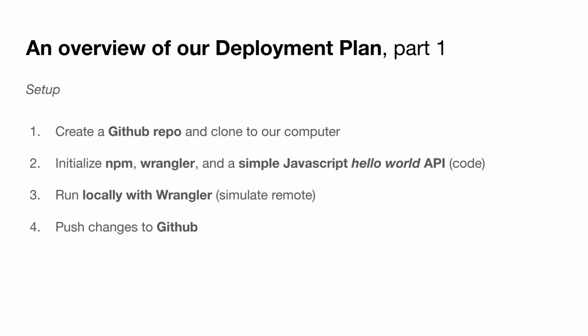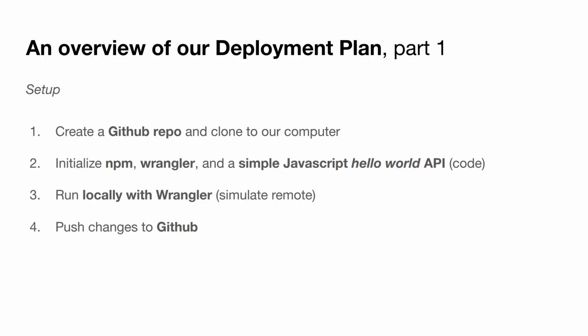We're going to be creating a GitHub repository and cloning it on our computer. Then we're going to initialize NPM. We're going to initialize Wrangler, which is the Cloudflare configuration. And we're going to create a very simple Hello World API in JavaScript. We're going to run this API locally with Wrangler to simulate what it would be like remotely before we push the changes.